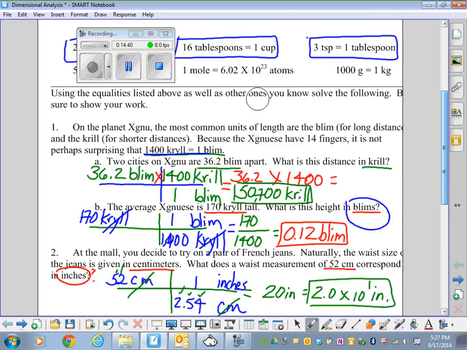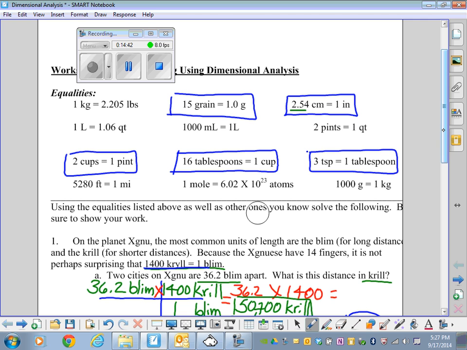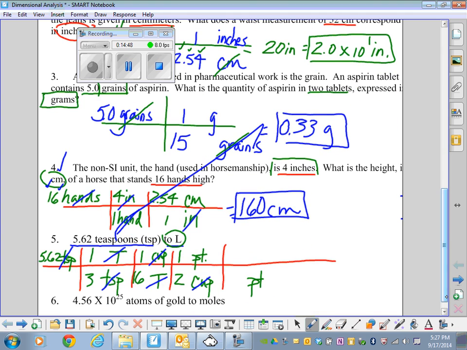If I'm in pints, I'm going to bring down the pint. And then going up to the top of the page, from pints, I'm going to have to go to quarts. 2 pints equals 1 quart. So I will put 2 here and 1 quart on the top. Again, I'm going to abbreviate quart as QT. Now I can cancel out pints. I'm left in quarts. So I have another step.